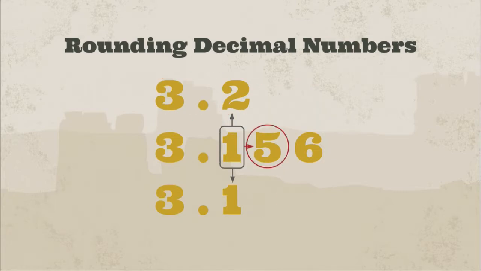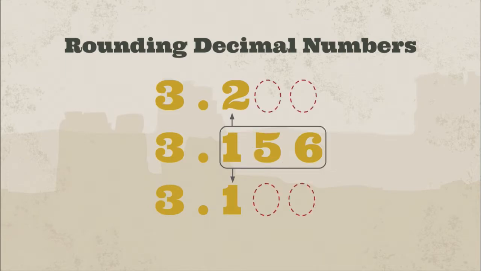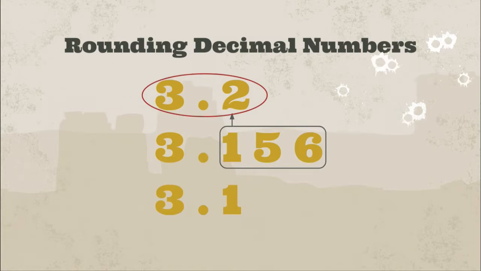So whether we looked at just the 5 or more, add 1 more, or we can just look at the whole thing, plug in some zeros, which is what we do when we compare and order decimal numbers, that 156 is definitely going to go up to 200. So 3 2/10 is our answer.